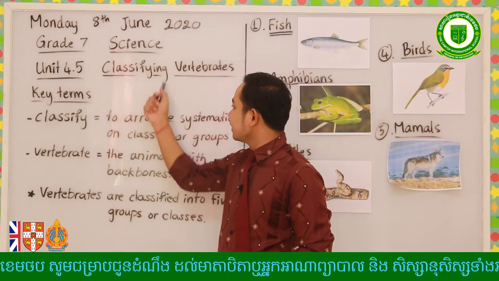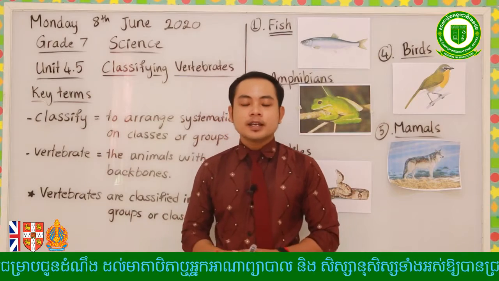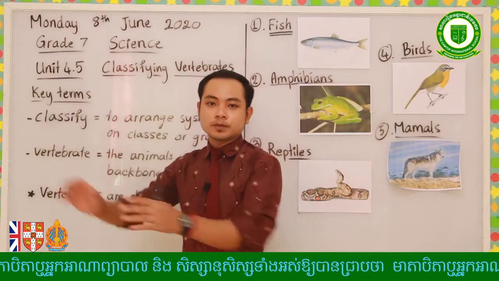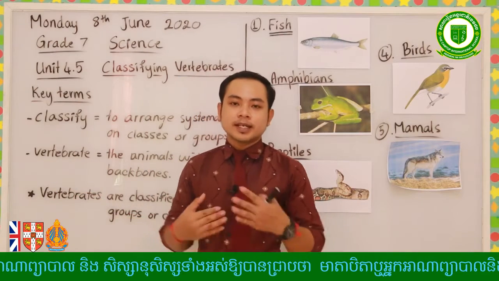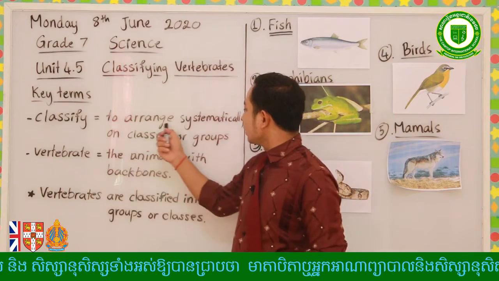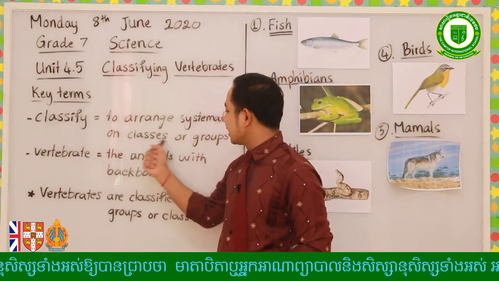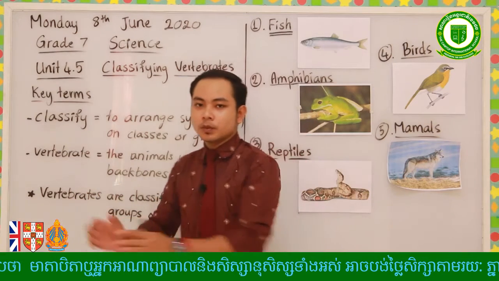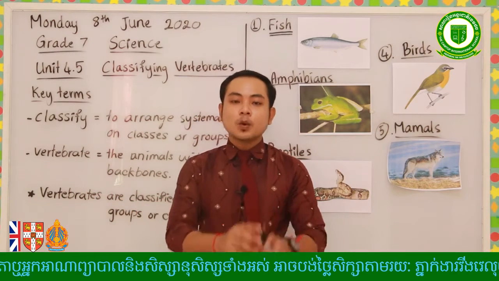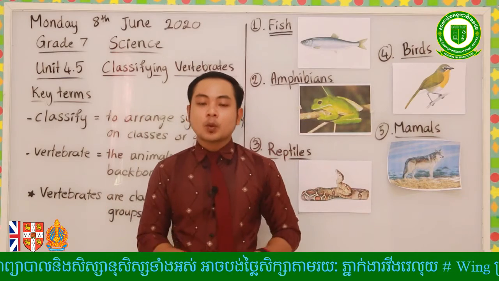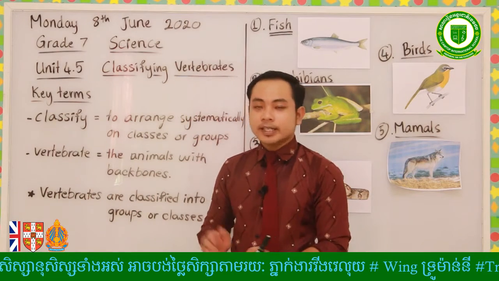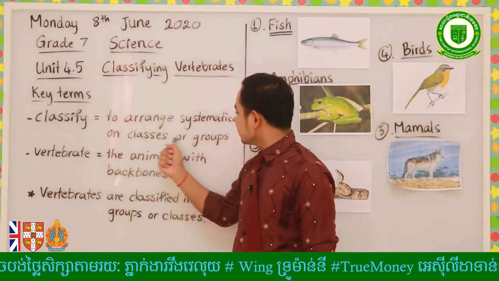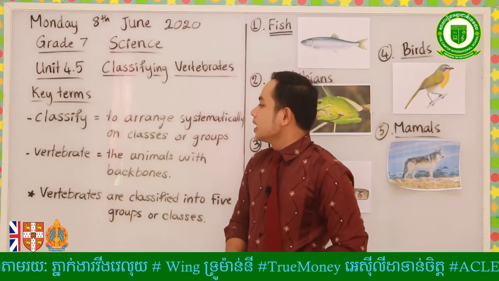Classify, here we have classifying. So classify, for example, I classify the animals into two groups, okay? So classify here means to arrange systematically in classes or groups. It means we put something in a group, or we can say arrange them in a group or classes, okay? Once again, classify means to arrange systematically in classes or groups, okay?